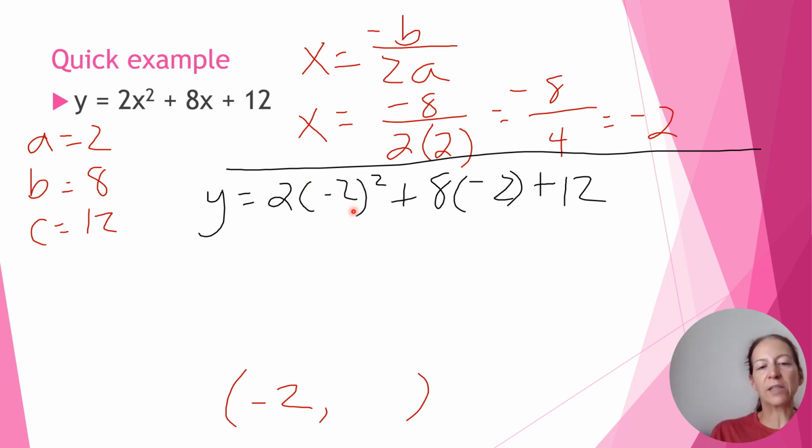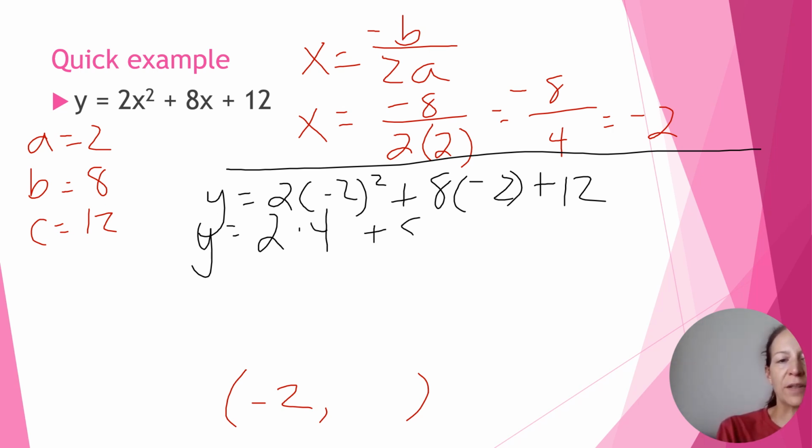After parentheses comes exponents. So we need to do the negative 2 squared. I will point out it is only the negative 2 that is being squared, not the 2 out here. So it's negative 2 times negative 2, which is going to give us a positive 4. If you want to, at this time, you could do that multiplication with the 8 and the negative 2. I just opted not to. After exponents comes multiplication. So 2 times 4 is 8. 8 times negative 2 is negative 16.